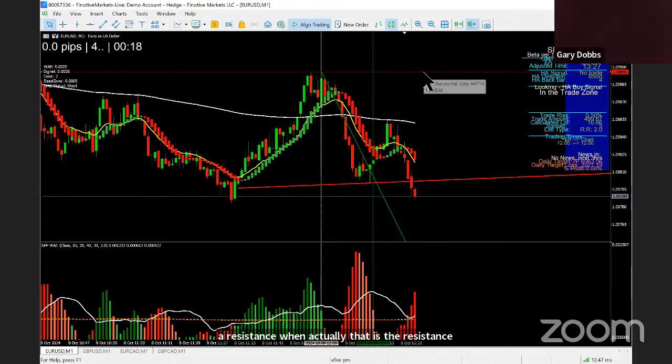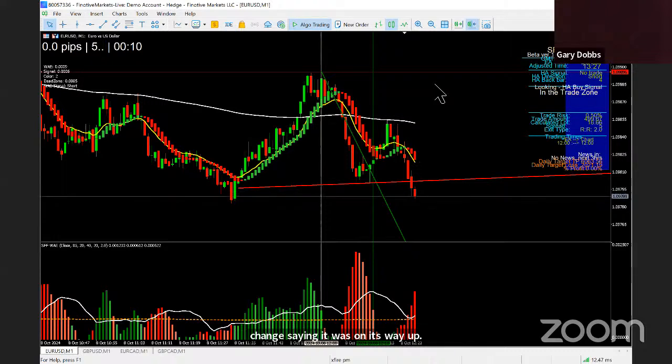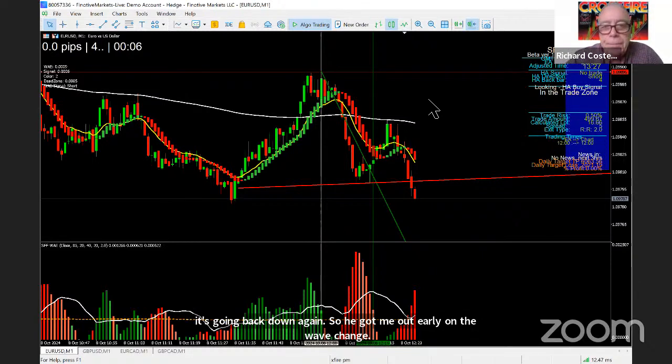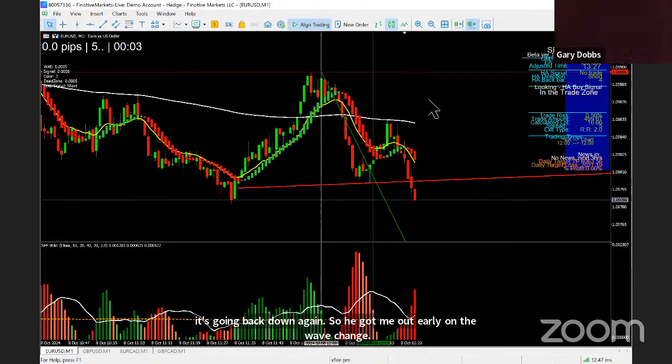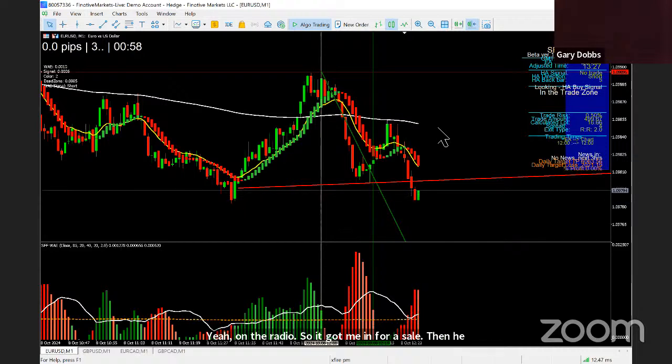The leaders just got me into a sell a few minutes ago, and then it got me back out, saying it was on its way up. Now it's going back down again. So it got me out early on a wave change. On Euro USD, on the radar. It got me in for a sell, then it got me out, and now it's on its way back again after it's hit the 200.